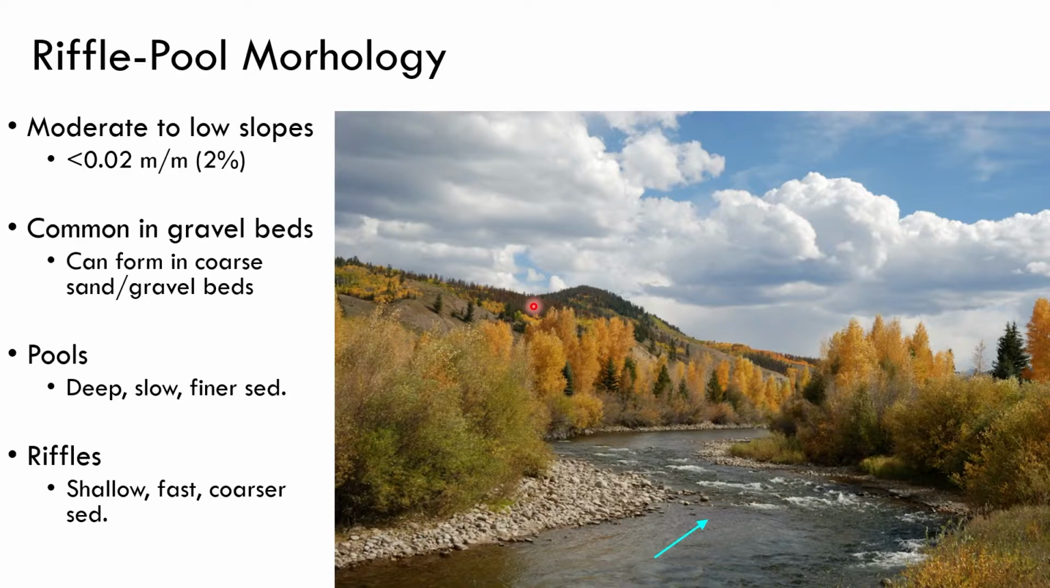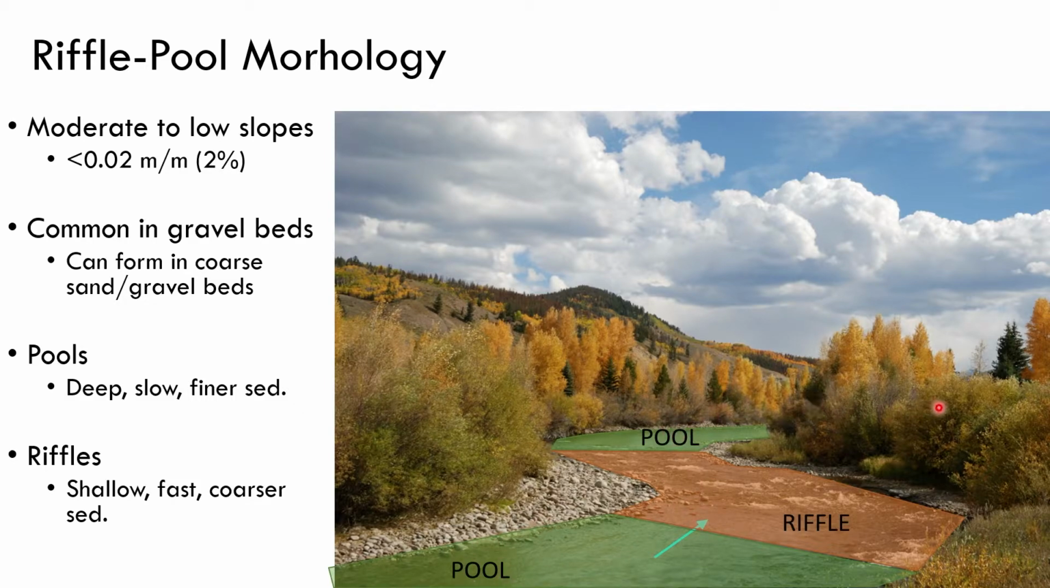And so on the image here, you can see that in this case, the water's flowing away from us. But you can see the difference in the surface texture of the water. So we go from calmer water here, which is the pool, to rougher white water here, which is the riffle. And then downstream we get calmer water again, which is the next pool. So we get this idea of a pool transitioning to a riffle into a pool, and then the next bed form downstream would be another riffle.